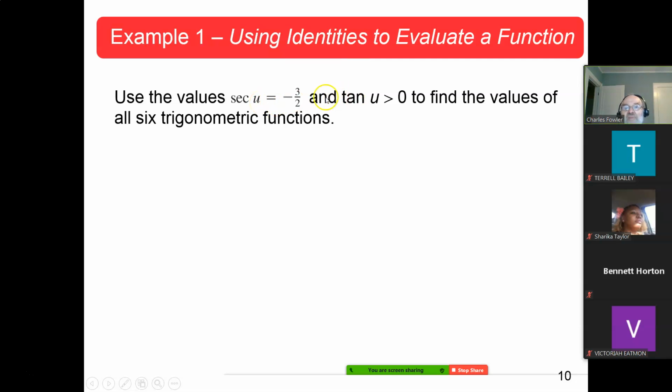Remember that. So let's use this information to find the values of all 6 trigonometric functions. Now, I know how they want you to do it, and it's perfectly fine, but there's a much easier way. Okay?